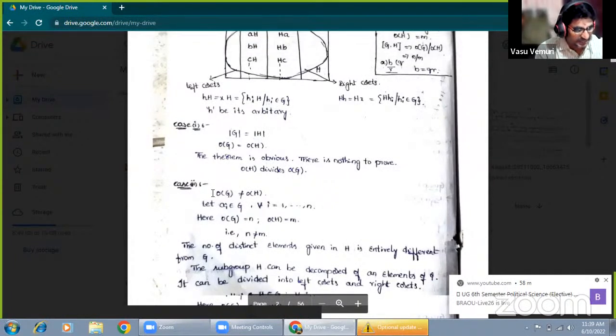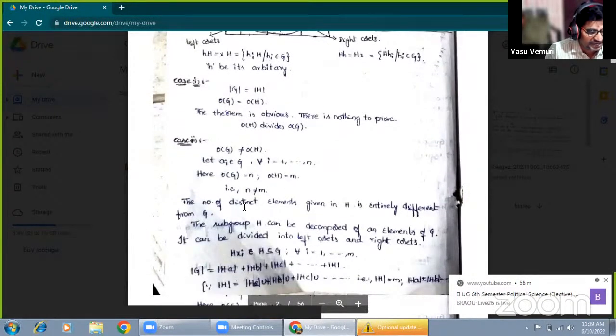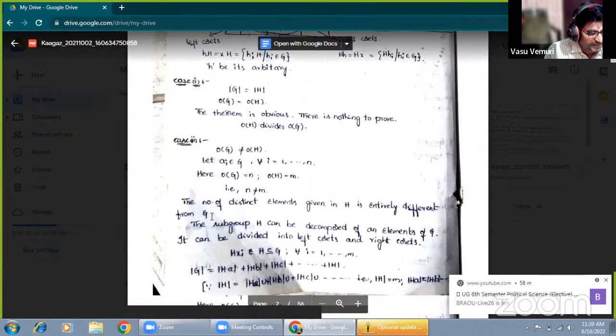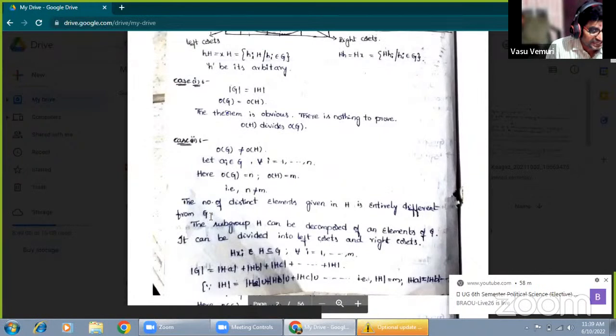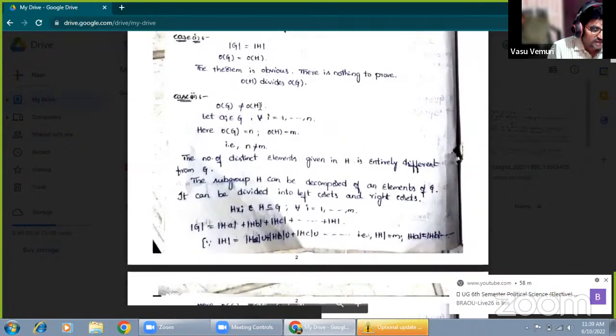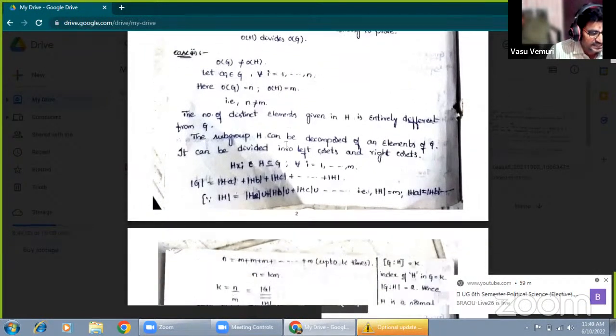This is the necessary part and this is the sufficient part. This is case one, the first possible part, when the orders are equal. Now the second case, when they are not equal. The group order is n, the subgroup order is m, and they are not equal. The elements given in the group are a1, a2, and so on up to an. The number of distinct elements in H is different from that in G because the orders are different. Here n and m are different.